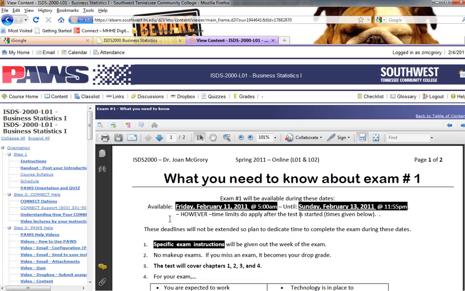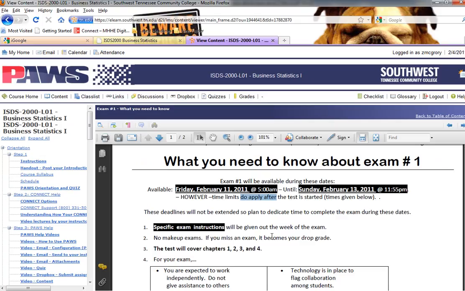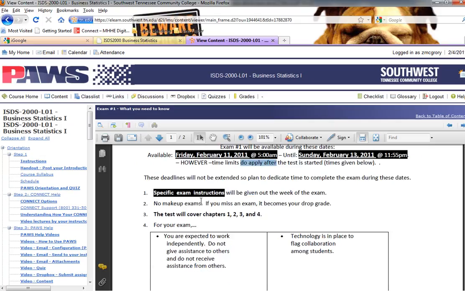Okay, now that's the availability window. It does not mean that you have that much time to complete the exam. Once you begin the exam, the time limit is going to apply, and I'm going to tell you about that. Now, as I mentioned, when you're in the content area on Friday, February 11th, or anytime after that, you will have specific instructions, the password, all that kind of thing. That's not available to you yet, but it will be.